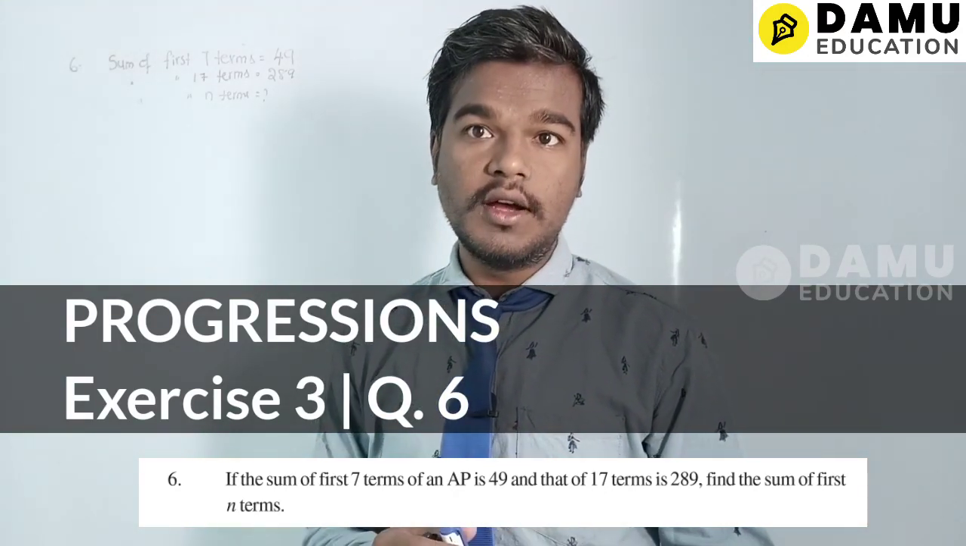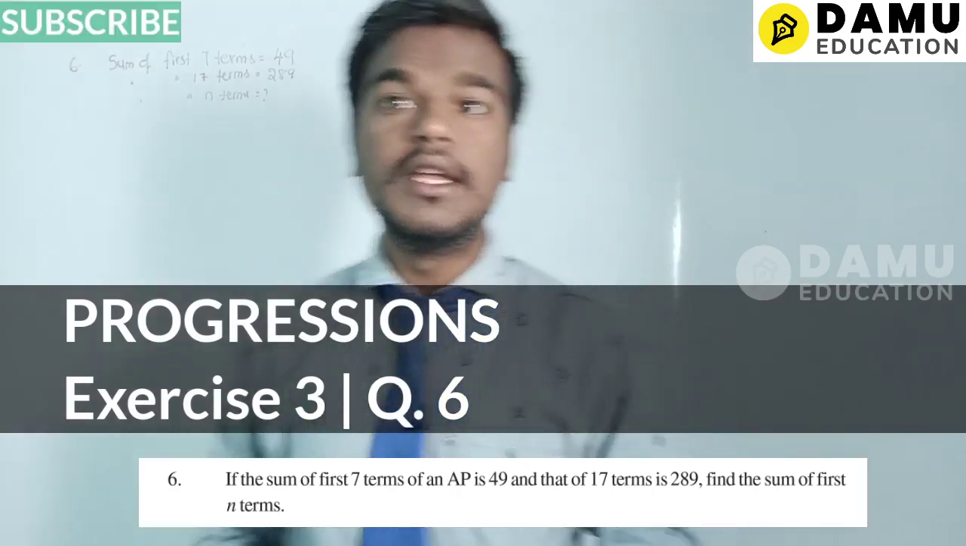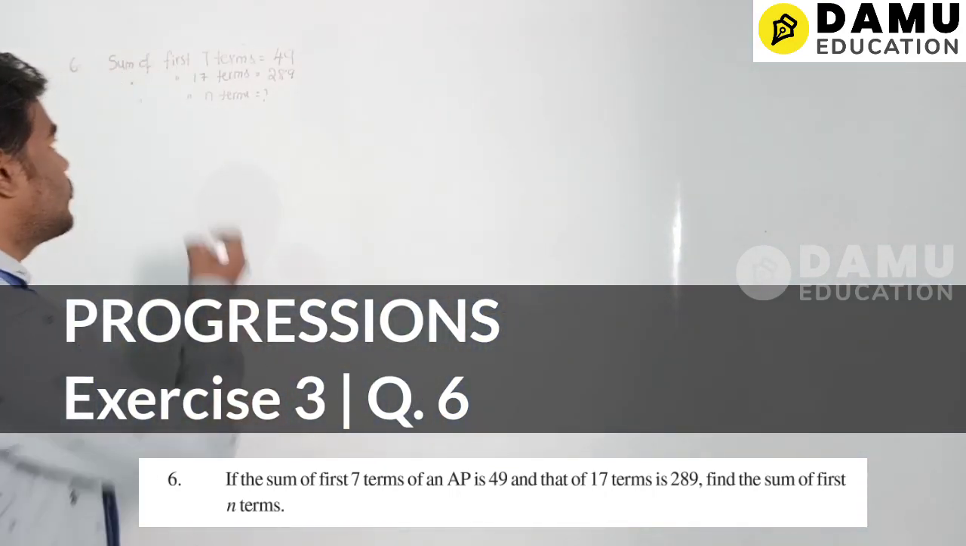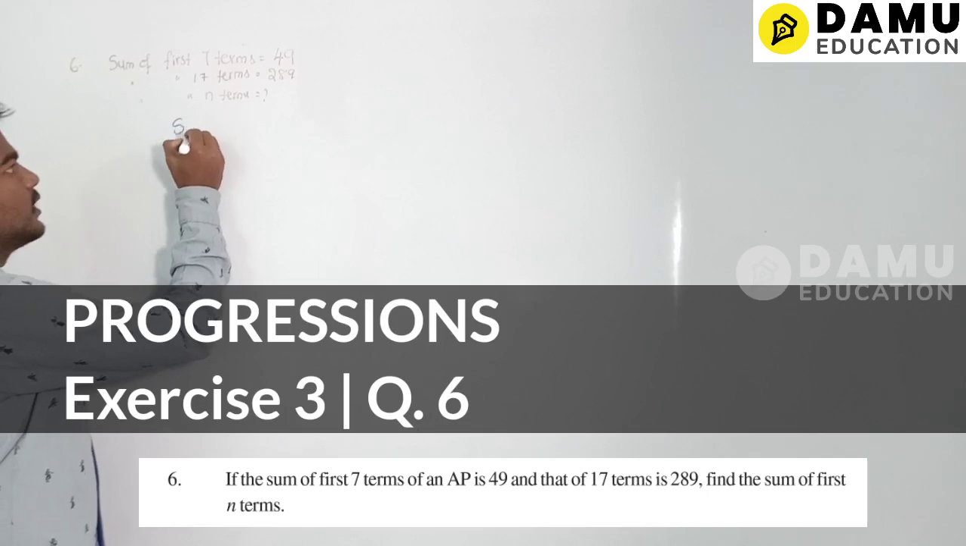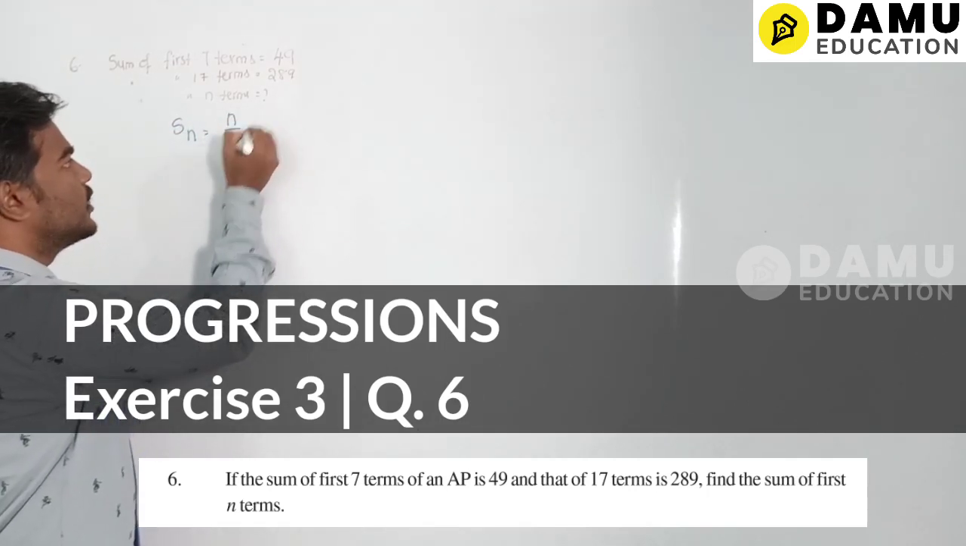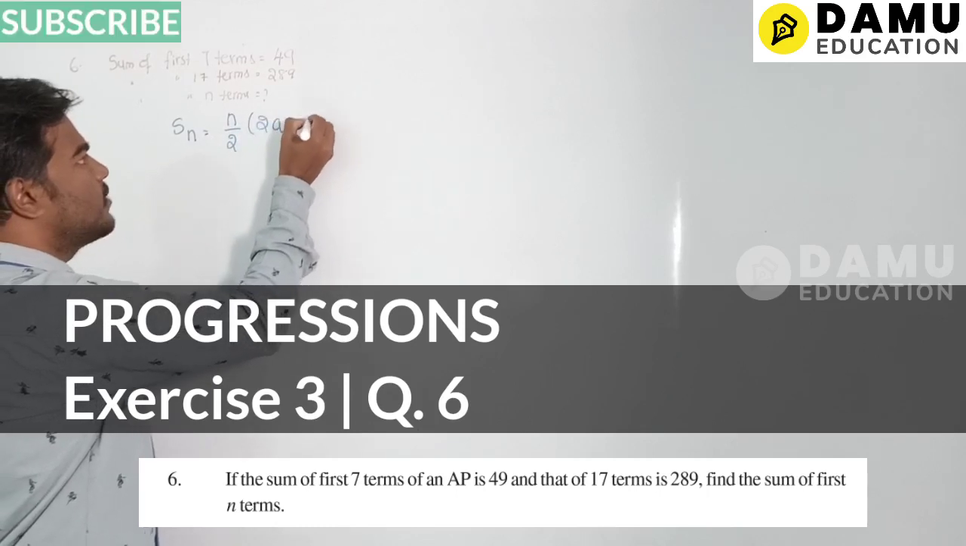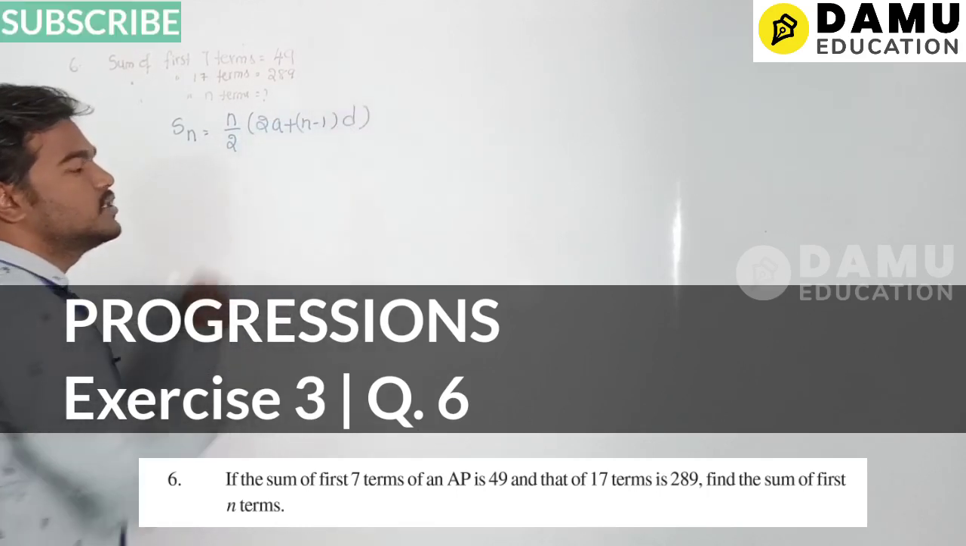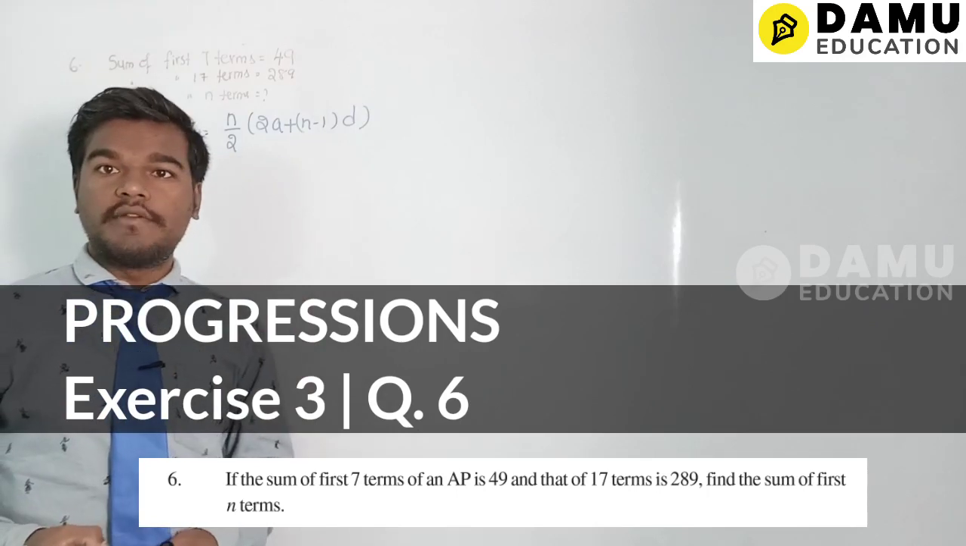So what is the formula for the sum of n terms? The sum of n terms, Sn, will be equal to n by 2 into (2a plus (n minus 1) into d). So this is the formula for the sum of n terms.